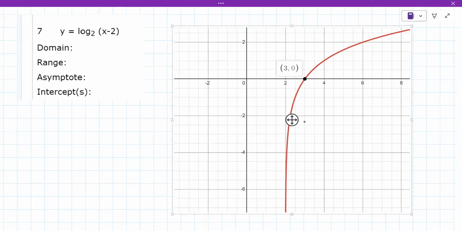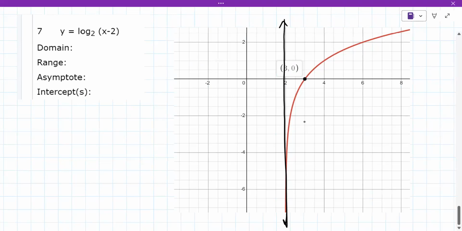So this one's a little bit different. The whole graph is moved to the right, and x equals 2 is the new asymptote. It's the thing that the graph is bumping up against here. It never crosses this line now. And that affects the domain. Normally we start at 0 to infinity, but it actually starts at the vertical asymptote. So in this case, the domain is 2 to infinity.